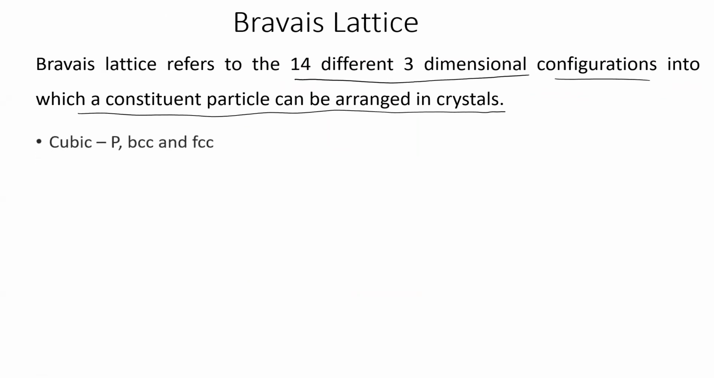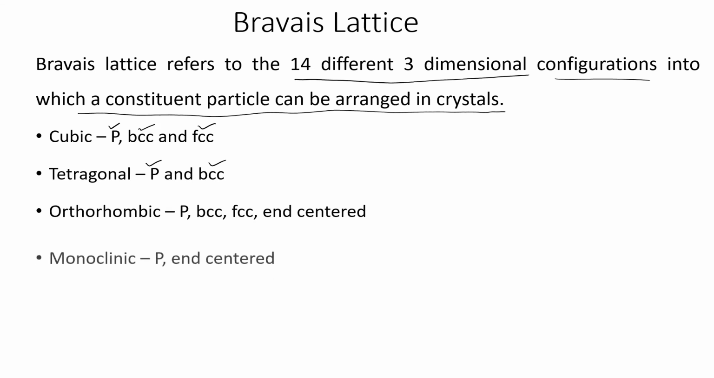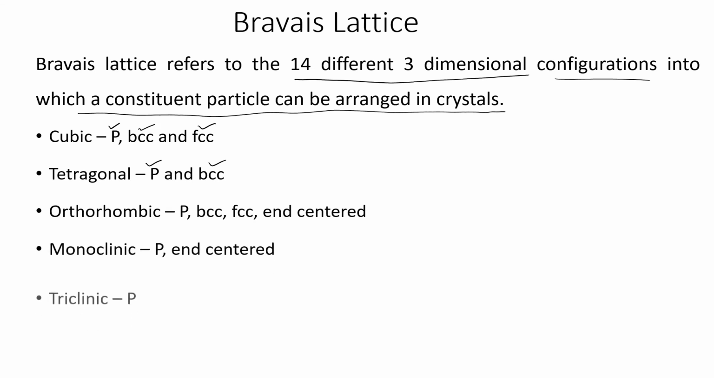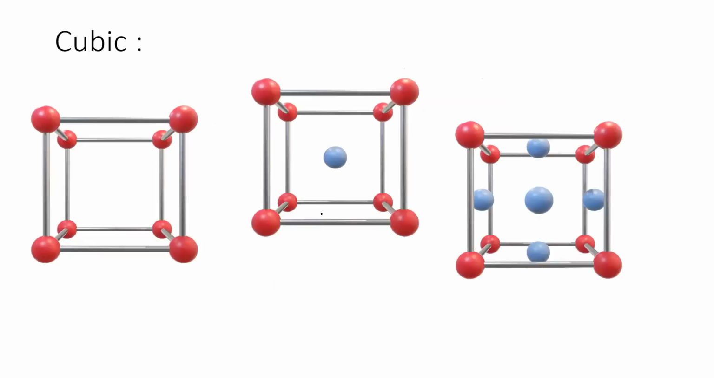Okay. So by the way, they have given cubic unit cell, which consists of primitive, body centered, face centered. Then tetragonal, it has primitive and body centered. Then orthorhombic has all the 4, that is primitive, body centered, face centered, and end centered. Monoclinic, primitive and end centered, and triclinic, hexagonal, rhombohedral, everything is primitive one. Okay. So this is about a Bravais lattice.